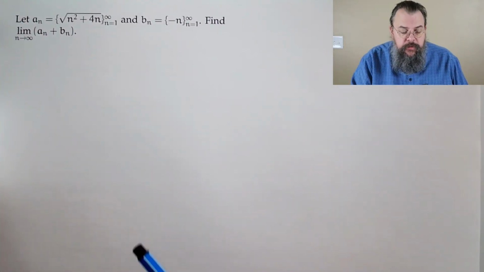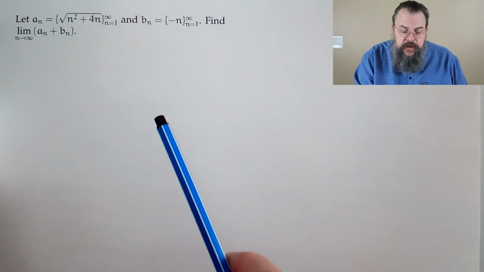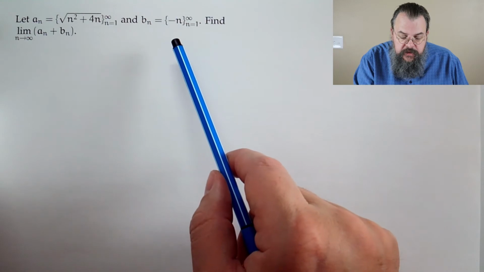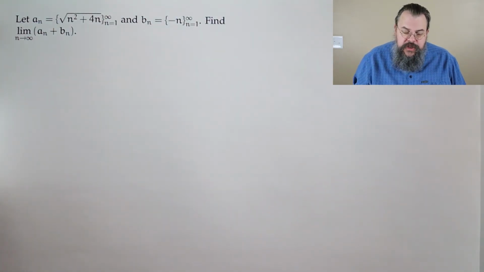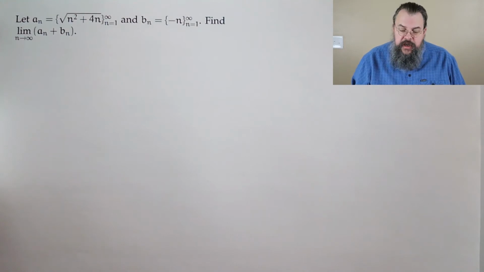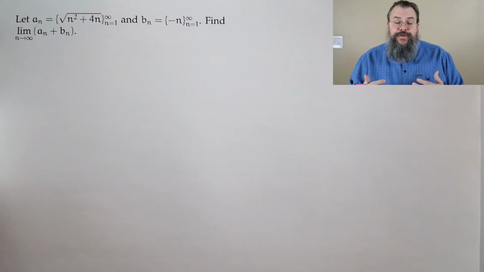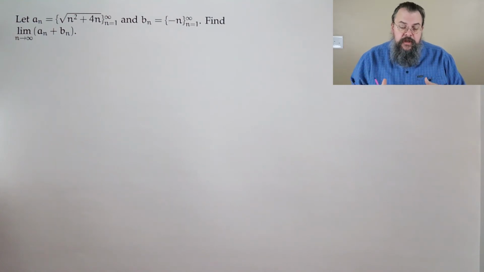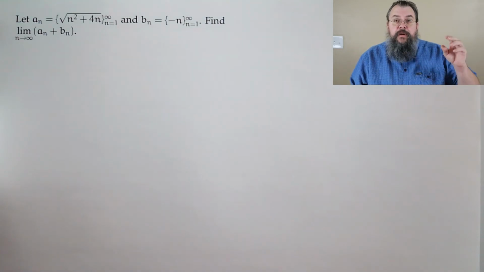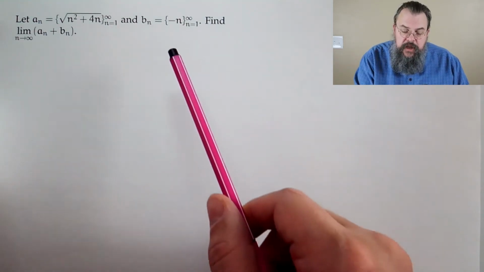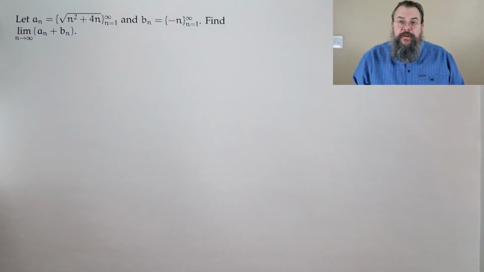Let a sub n be the square root of n squared plus 4n, and b sub n is minus n. What's the question? Find the limit as n goes to infinity of a sub n plus b sub n. So I have two sequences. a sub n is getting pretty large, bigger, bigger, bigger. b sub n is also getting large, but negative, smaller, smaller, smaller.